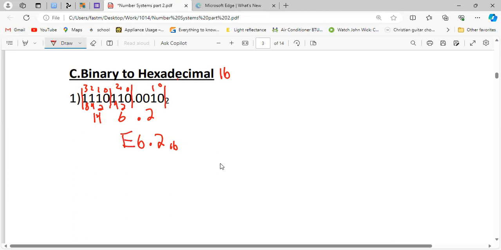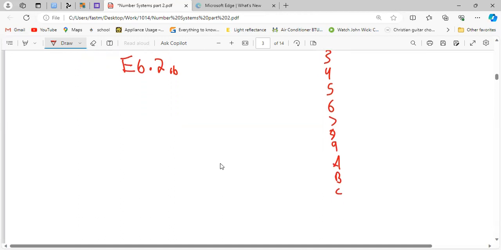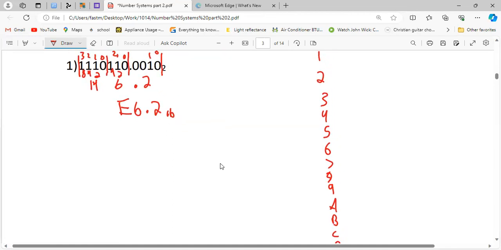Yeah, so this will just be E6.2 in hexadecimal. If you forget, 0, 1, 2, 3, 4, 5, 6, 7, 8, 9, and at 9, 10, 11, 12, 13, 14, 15 would just be A, B, C, D, E, F. Yeah, so I had 14, but I can't put 14 because 14 is not a member of the hexadecimal system. So I had to replace it with E because E is 14 in the hexadecimal system. Yeah, and that is all it is.